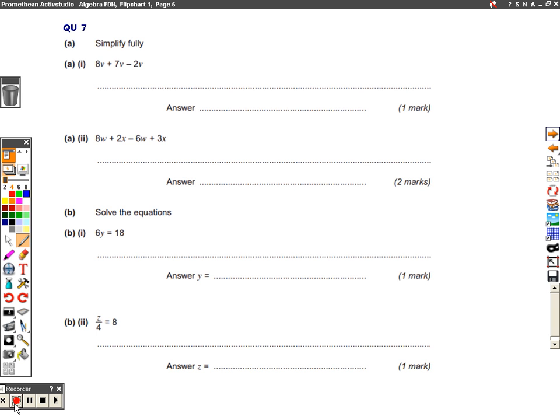Okay, simplify fully. It means gather your like terms. 8x plus 7x gives you 15x. Take away your 2v. Sorry, I was saying x. 8v plus 7v minus 2v, 13v. Okay. 8w. Now, be careful with these ones. Your sign in front belongs to the term. 8w minus 6w gives you 2w. Then gather your 2x and your 3x, which is going to give you 5x.